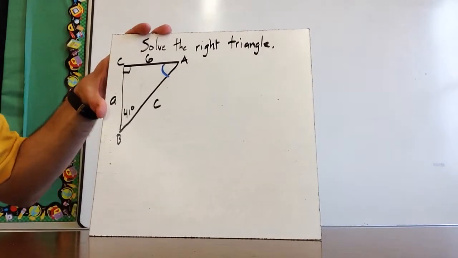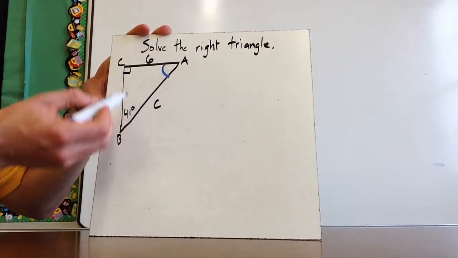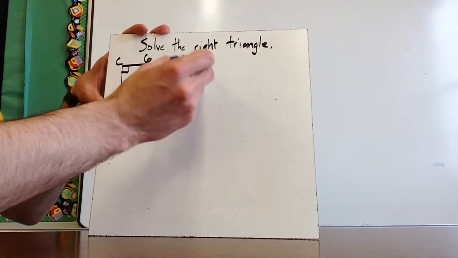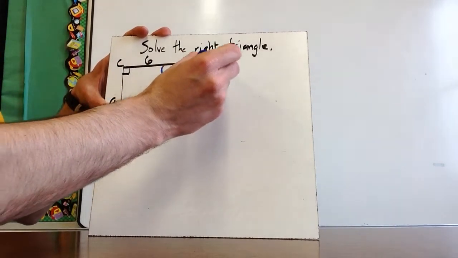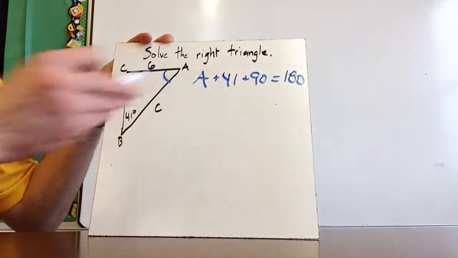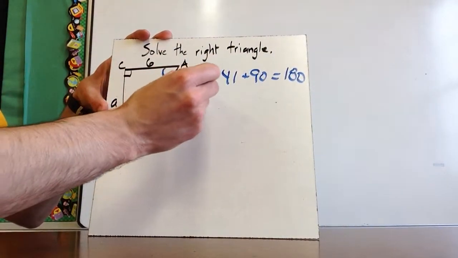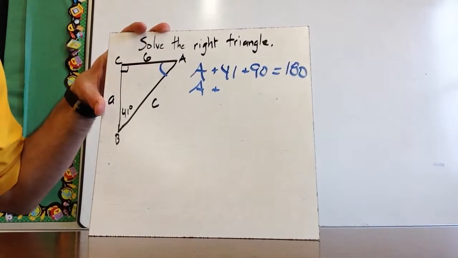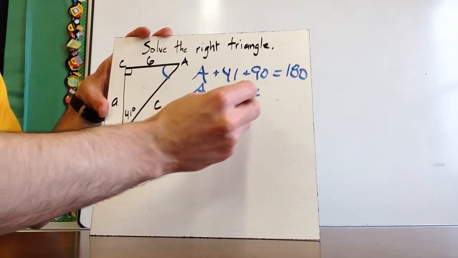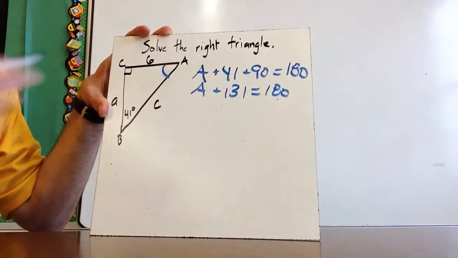Probably the most logical way is to say, I know that the 3 angles have to add up to 180 degrees. So I know that angle A, let's just call it uppercase A, plus 41 plus 90 has to equal 180. So A plus, 90 plus 41 is 131, and then I get 180.